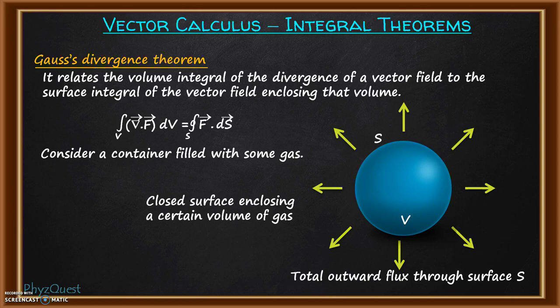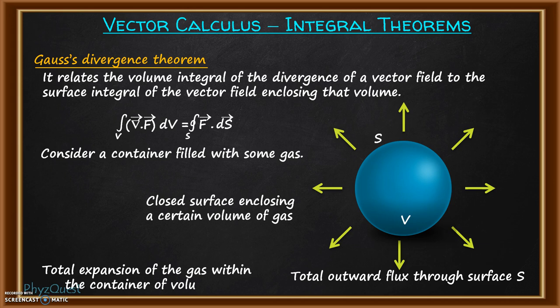Now, this gas which has come out as outward flux was supposed to be used in expanding the volume of the container. Therefore, this is equal to the total expansion of the gas within the container of volume V. As you can understand clearly, this expansion of the volume is the same as the outward flux of the gas coming out, which is clearly the same as the mathematical definition given in the Gauss divergence theorem.